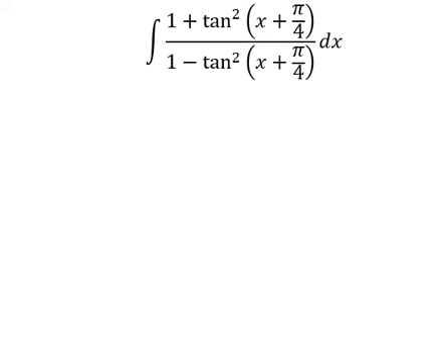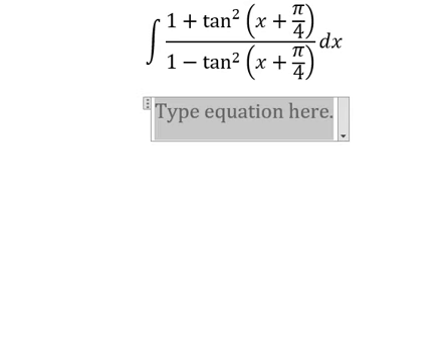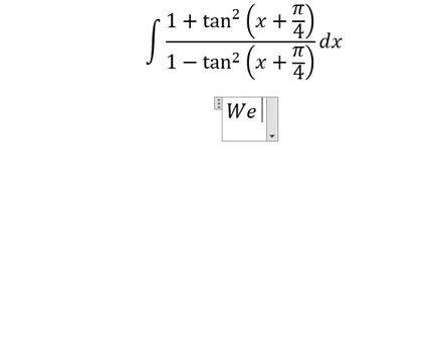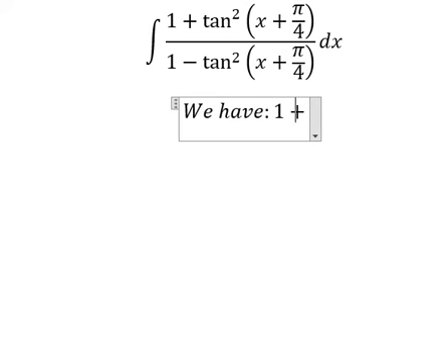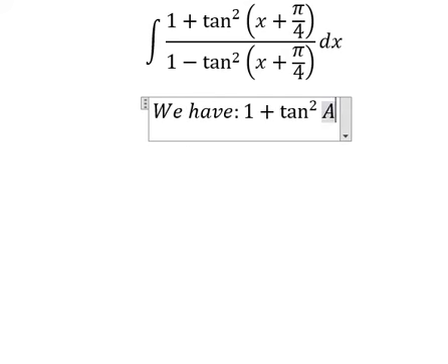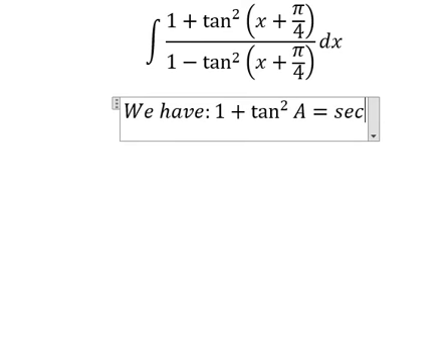Hello everybody, so today I will talk about calculus. The topic today is about integration. So now I will show you how to answer. We need to use this formula in here. We have 1 plus tan a squared equals secant of a squared.